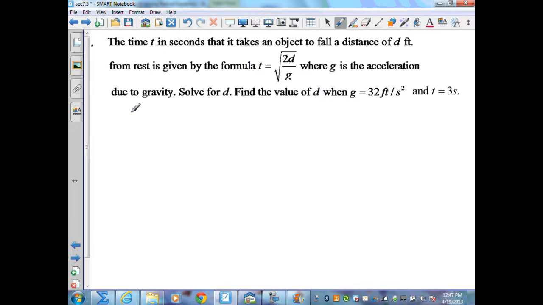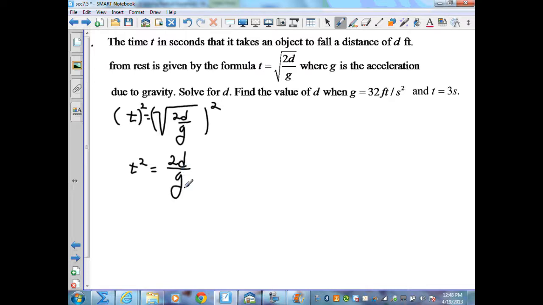So let's start with the formula, which is t equals the square root of 2d over g. They want us to solve for d, so we have to eliminate the square root. So I'm going to square both sides, something we've done in the previous slides. That gives me t squared equal to 2d over g. Solving for d, I want to multiply by g on both sides. Gives me g t squared equals 2d.